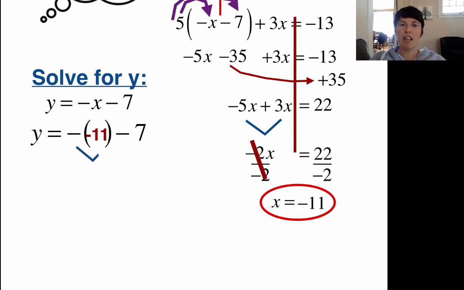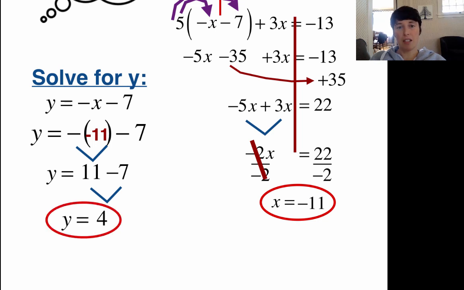And that negative is going to turn into a positive 11. So we're going to have 11 take away 7. And that means y is going to equal 11 take away 7. Well, we can combine that. That's 4. So we got our answer. Y is equal to 4. That's our second solution. So let's take a step back.